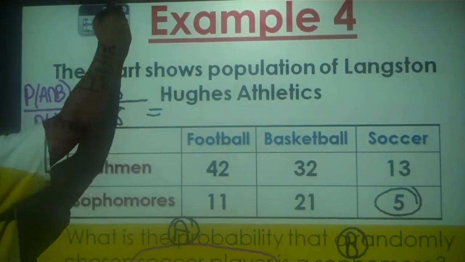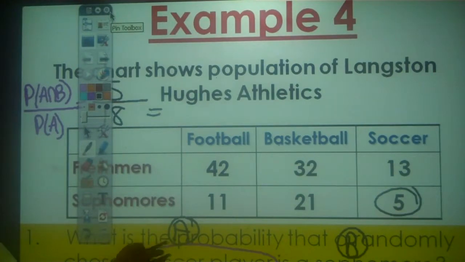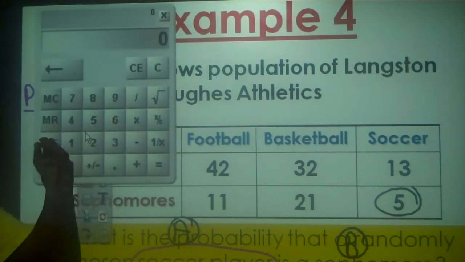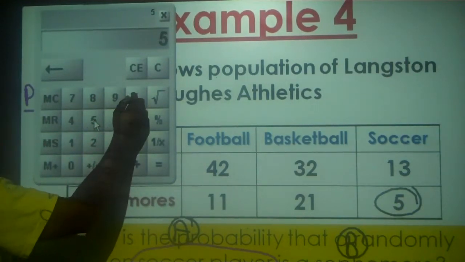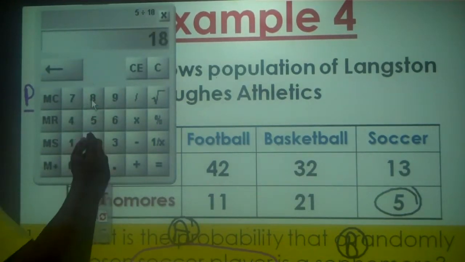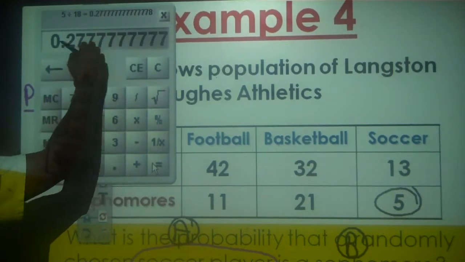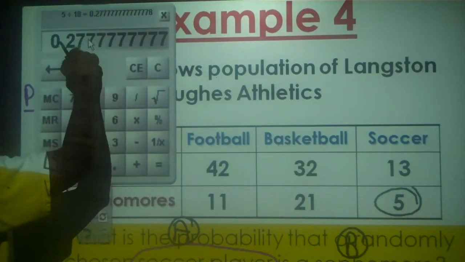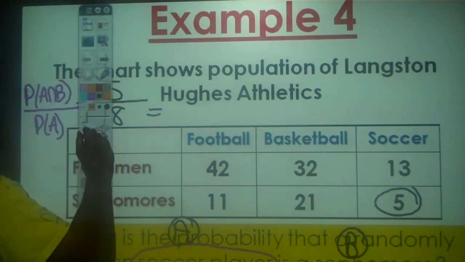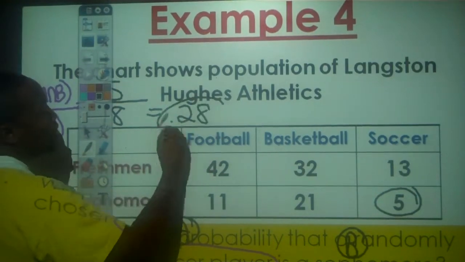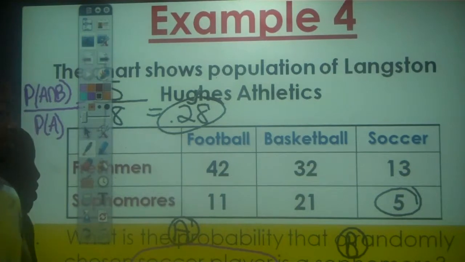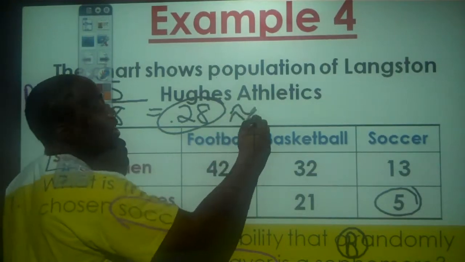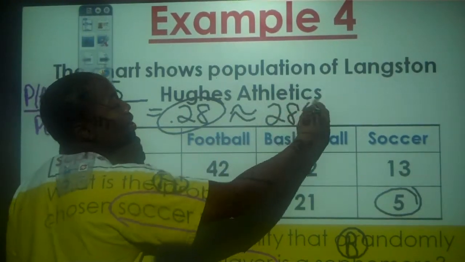So the probability of finding a soccer player who is a sophomore, we use our handy calculator again, and we do 5 divided by 18, which gives me 0.277, and we round up to 0.28 because the 7 is greater than 5. So the probability of me finding a soccer player that's also a sophomore is going to be 0.28, or if you want to be more precise, it'll be approximately 28%.